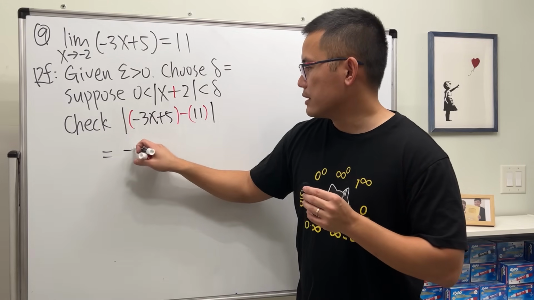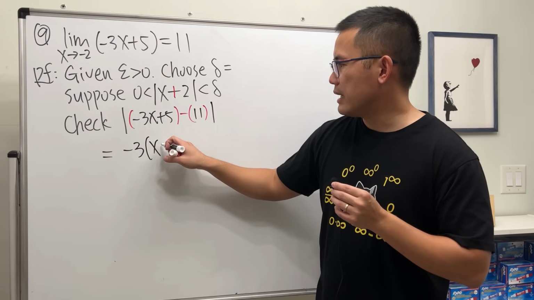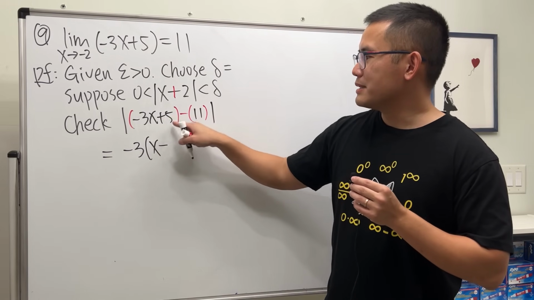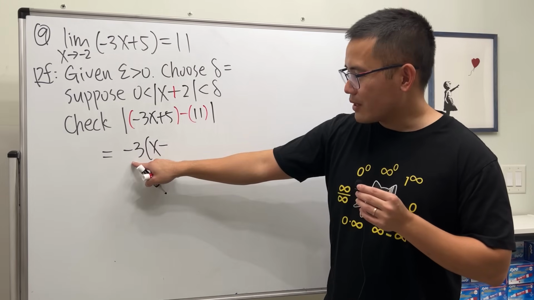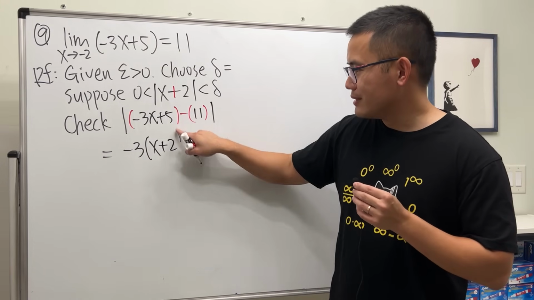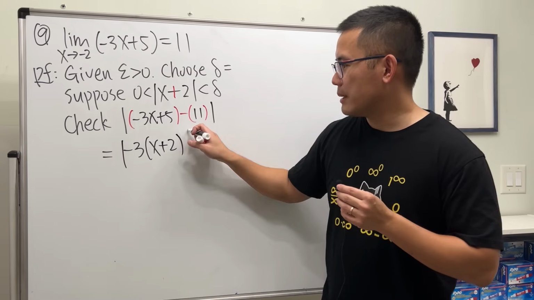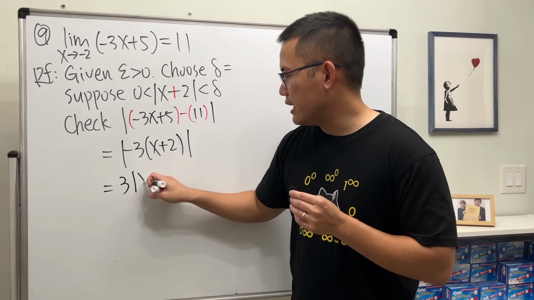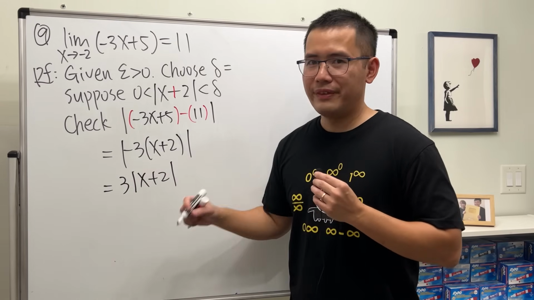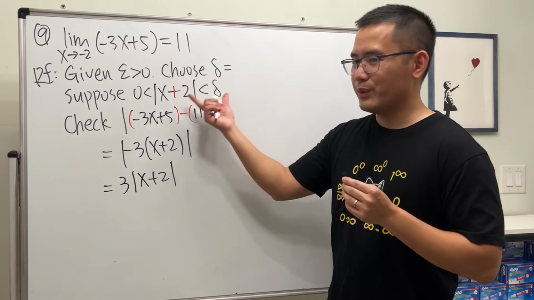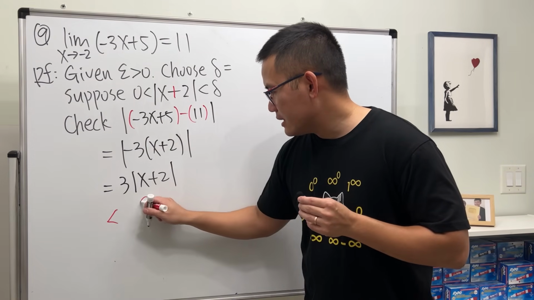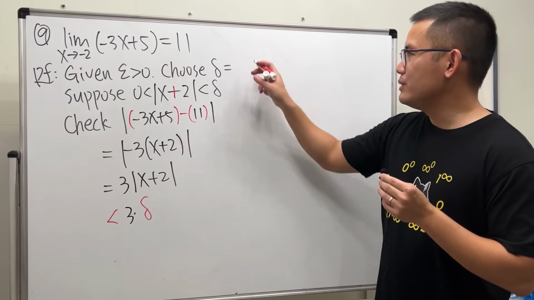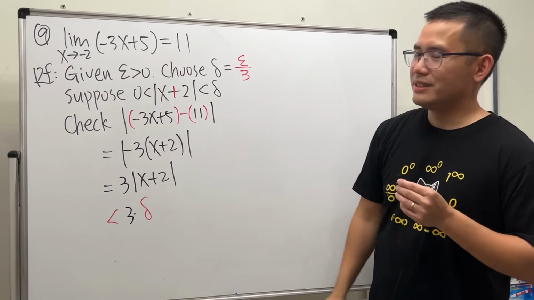So you can say -3 and then x minus, sorry, it's -6, but we factor out -3, so this right here should be x plus 2. And then I'll still maintain the absolute value for you guys. But the absolute value of -3 is just 3. So we just need to look at 3 times the absolute value of x plus 2. Absolute value of x plus 2, hey, we can use that. That's less than delta. So delta shall be, again, epsilon over 3, just like the delta that we used earlier.